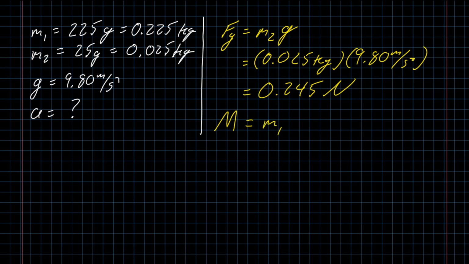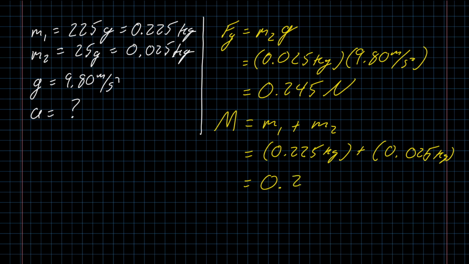That's just going to be m1 plus m2. So we add 0.225 kilograms plus 0.025 kilograms, and we get 0.250 kilograms. All right, with that, we have the information. I'm running a little bit low on space. Let's come back over here.